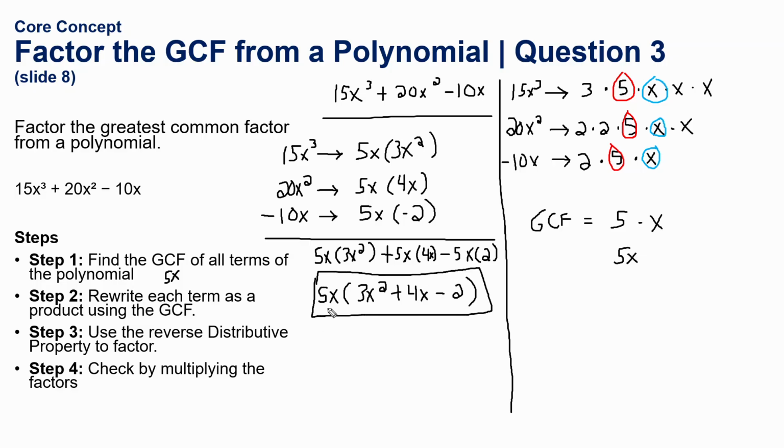Now, if you want to check your work again, you can multiply in each term. So 5 times 3x squared. 5 times 3 is 15. x times x squared is x to the third power. 5x times 4x is 20x squared. And then 5x times negative 2 is negative 10x. So again, that gets us back to where we started there. So that's question number 3.